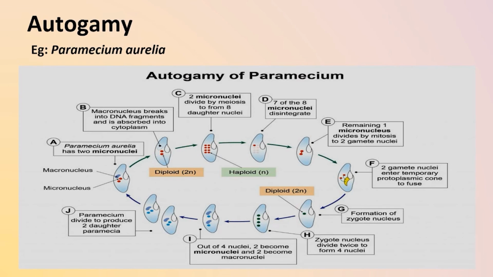The 2 gamete nuclei enter into the protoplasm for fusion. There they form a zygote nucleus. The zygote nucleus divides twice to form 4 nuclei. Out of the 4 nuclei, 2 become micronuclei and 2 become macronuclei. The Paramecium now divides and produces 2 other paramecia.